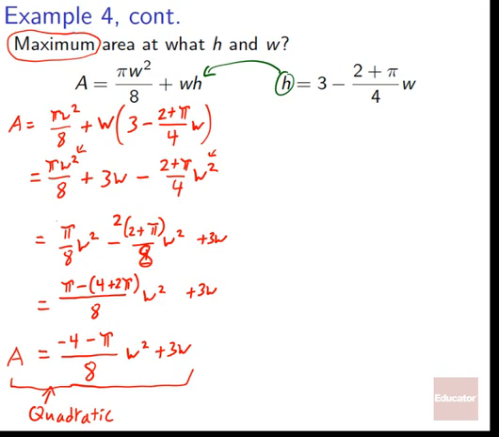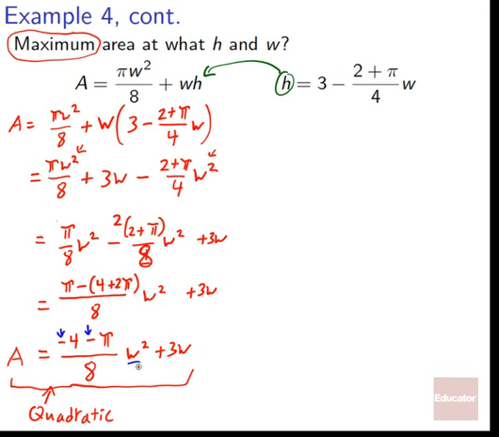Sure enough, we've got a negative here and a negative here, and since that's on the w squared, that means we could pull out the negative, and our first a is going to be negative quantity 4 plus pi over 8. So that whole thing winds up being a negative number. So sure enough, it is going to have a vertex at the top, so it will have a maximum area out of this. It is cupping down.